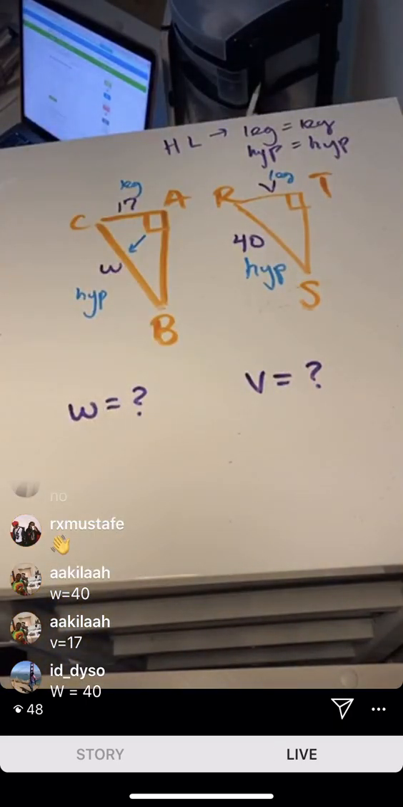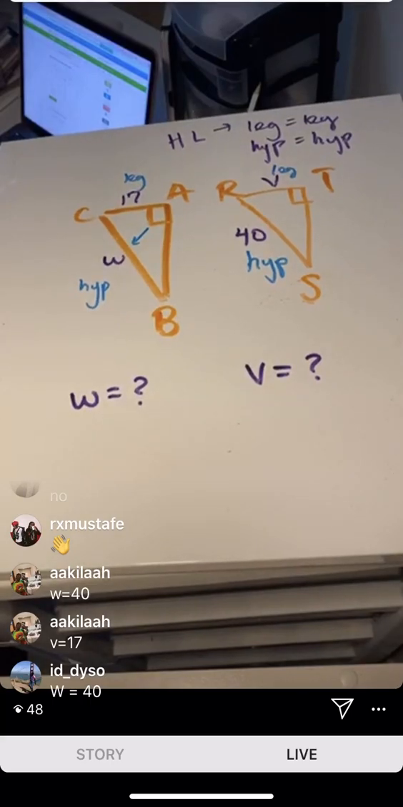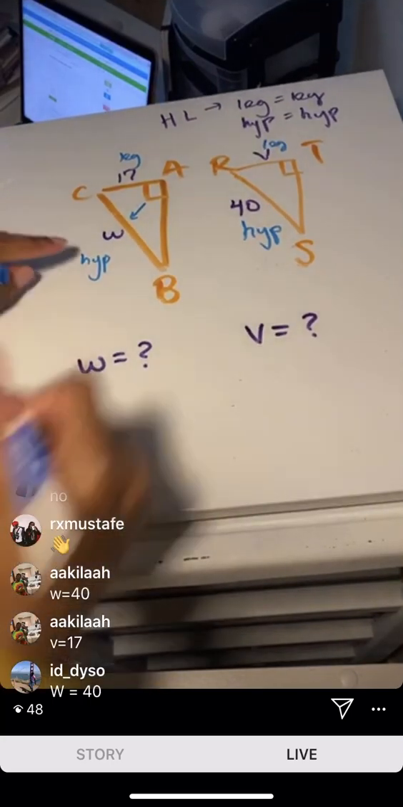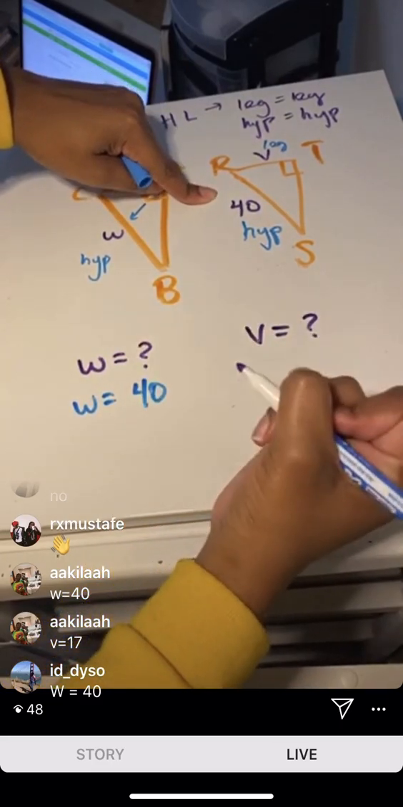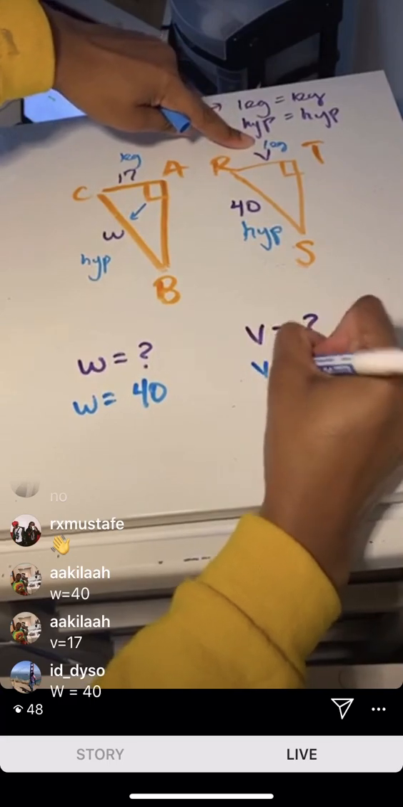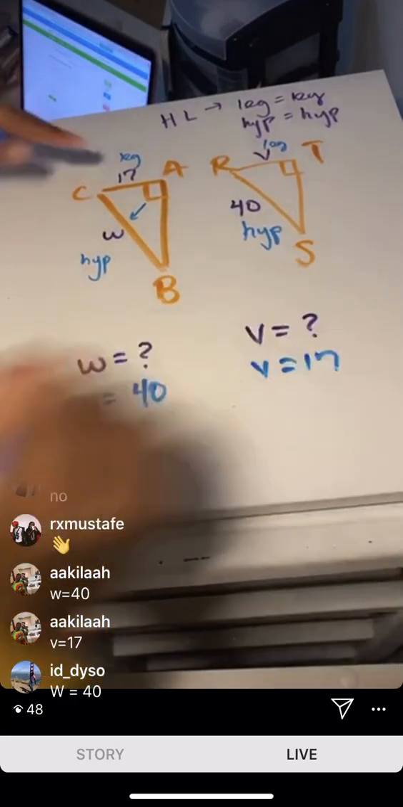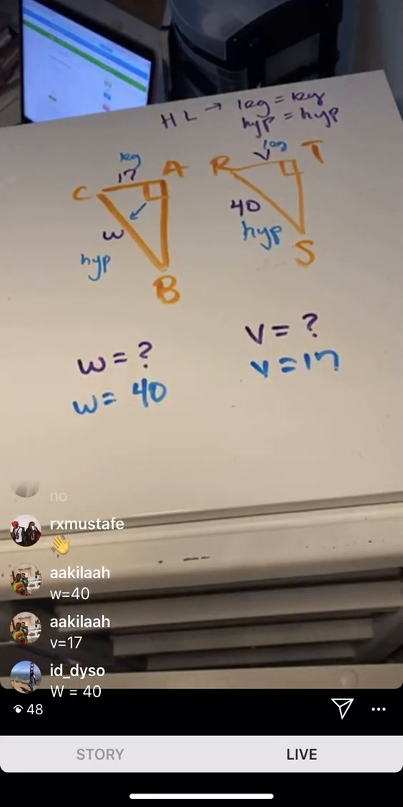So all you're going to do, good, I see y'all putting the answers in there already. All you're going to do is just set them equal to each other. So W has to be equal to 40. You just matching them up. And V has to be equal to the other leg, which is 17. That's it. Now, what they tried to do, they tried to get a little jazzy and put some equations in here, which is cool because we can do that.